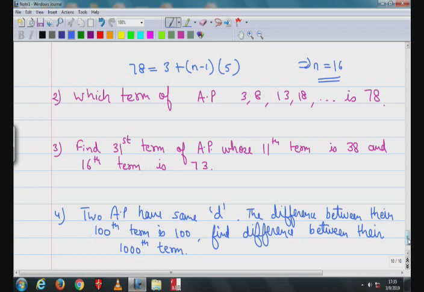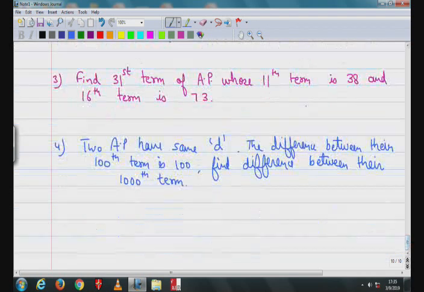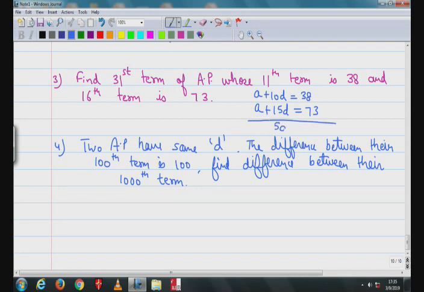11th term is 38. So the 11th term we can write as a plus 10d. That is equal to 38. And the 16th term we can write as a plus 15d. That is equal to 73. Now using these two equations we can figure out the value of a and d. If we subtract these two equations, we will get 5d is equal to 35. So we'll get d is equal to 7.